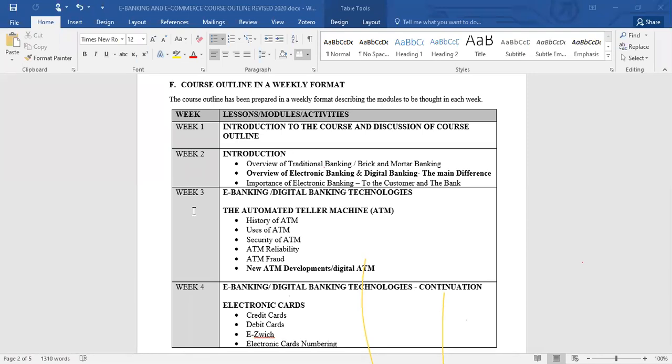And the first one we will consider in week 3 will be the automated teller machine, what we shorten as ATM. We will see how ATM works by first of all looking at the history of ATM. We'll look at the uses of ATM. The uses of ATM surpass what you know of. The fact that we know that ATM is for withdrawal, for account checking, etc.